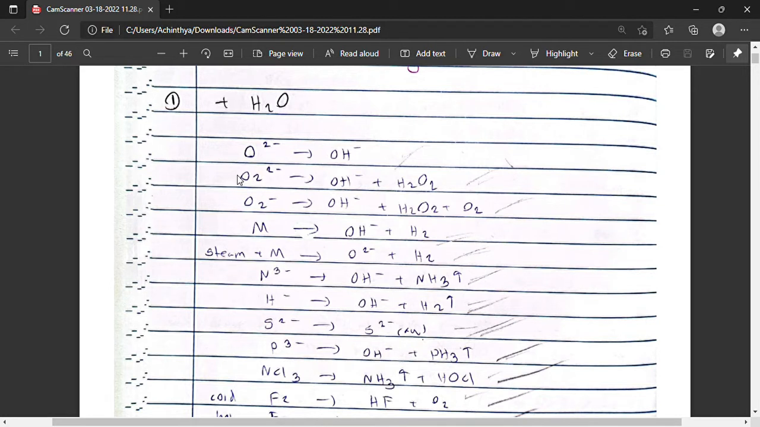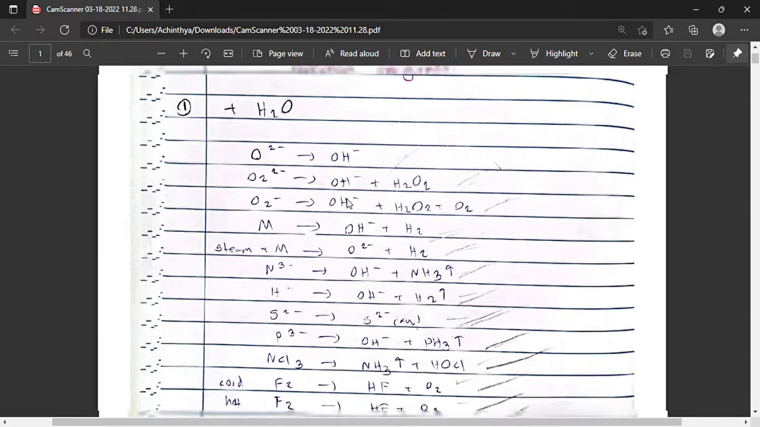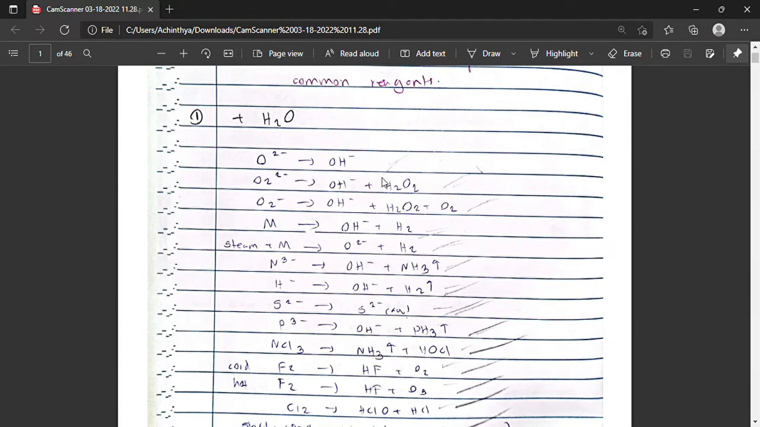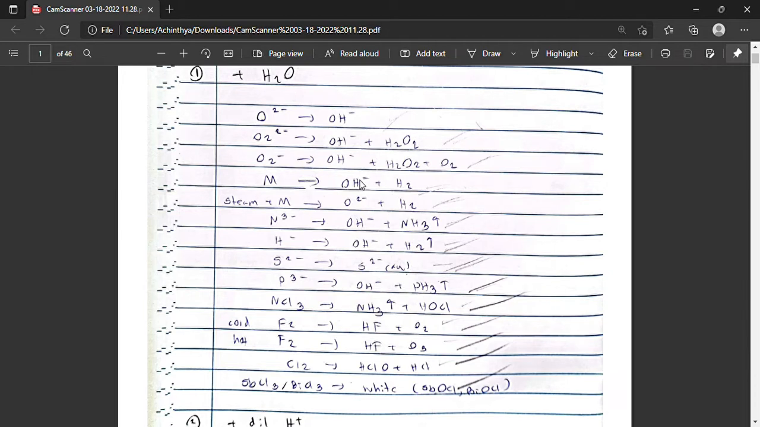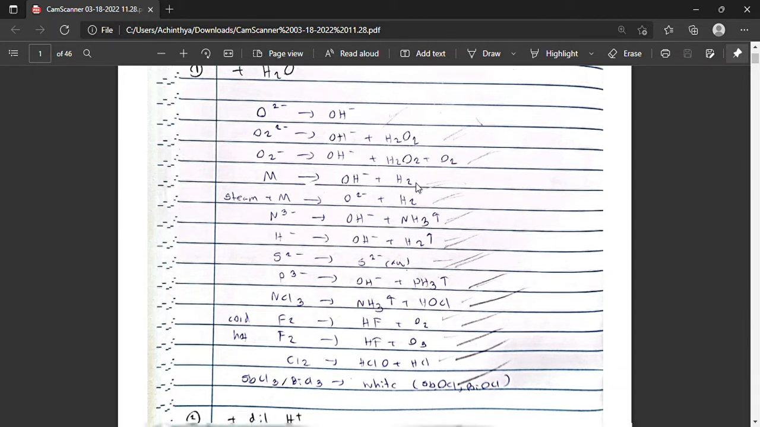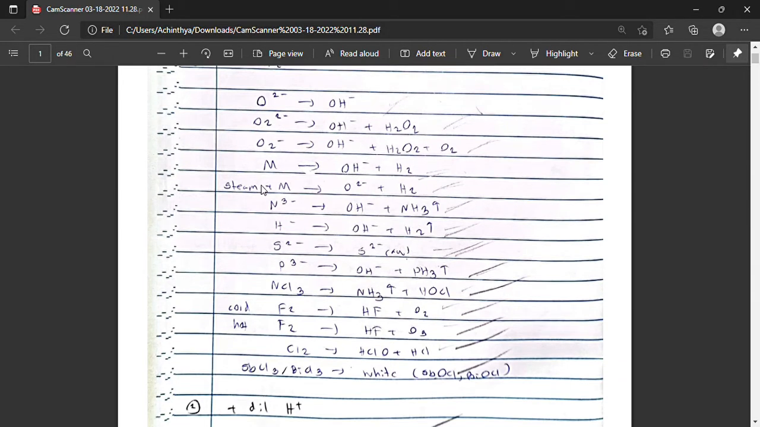Metal peroxide becomes the metal hydroxide and hydrogen peroxide. Metal superoxide becomes metal hydroxide and hydrogen peroxide and oxygen. If we just add a metal into water, it forms the metal hydroxide and hydrogen. If we add steam into metal, however, it will form the metal oxide and hydrogen.